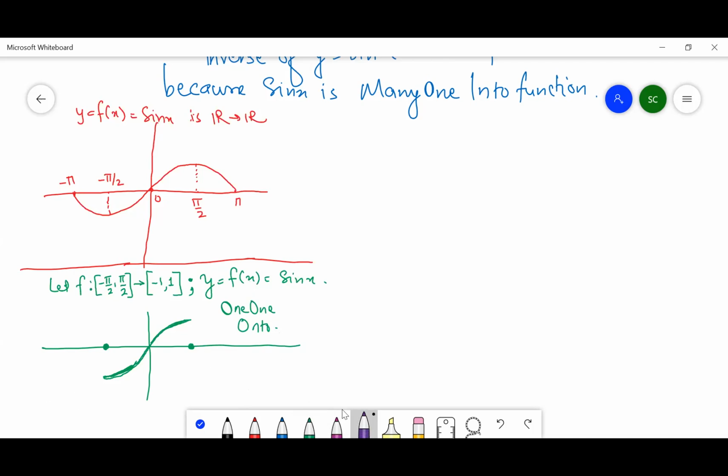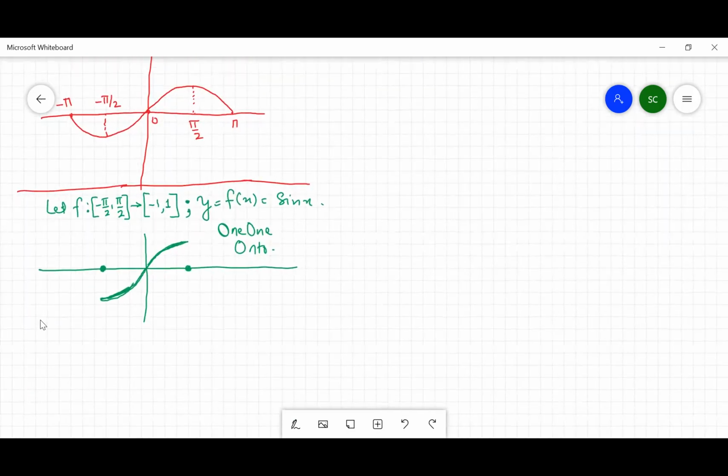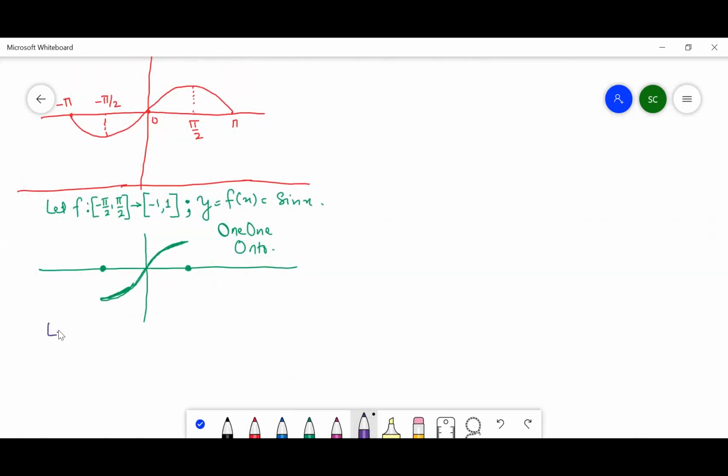Let us write the inverse in some other way. Then there exists inverse f inverse. Now when we define inverse, we have to just flip these two. Domain becomes codomain and codomain becomes domain. Minus 1 to 1 closed interval. That is what will be your values of x, and the images will land between minus pi by 2 to pi by 2.